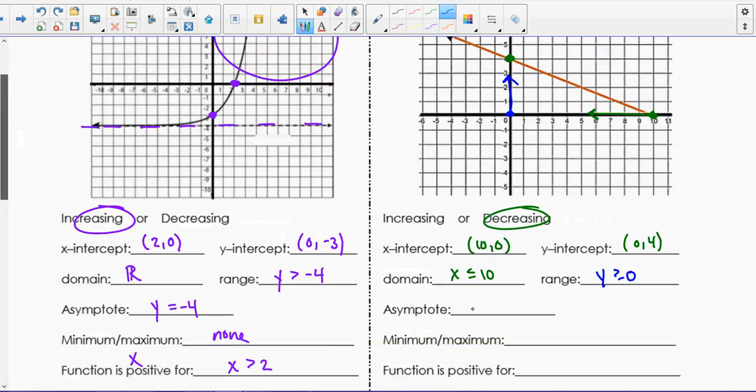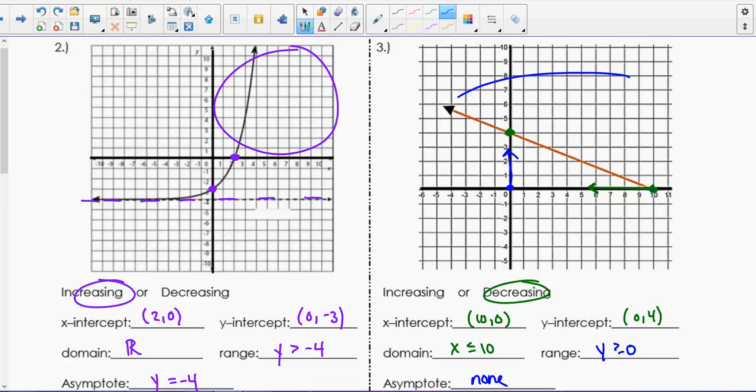There are no asymptotes because this is a linear function. There is a minimum, and it's at a height of 0. This is a minimum right here. It's got no maximum because it keeps going up, but I do know the lowest height it will ever reach is 0.